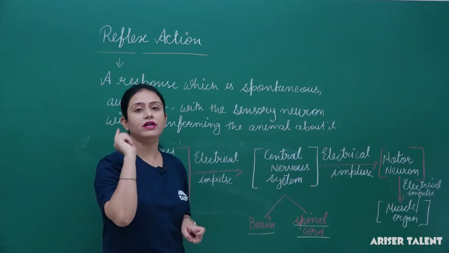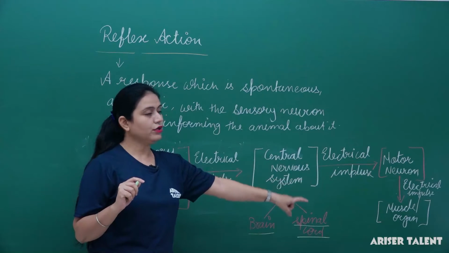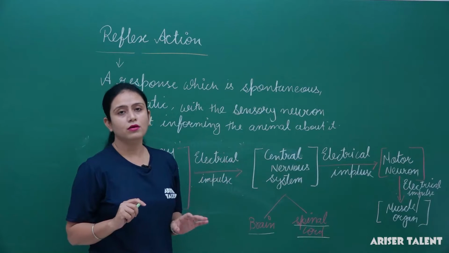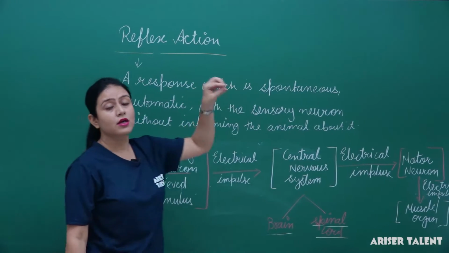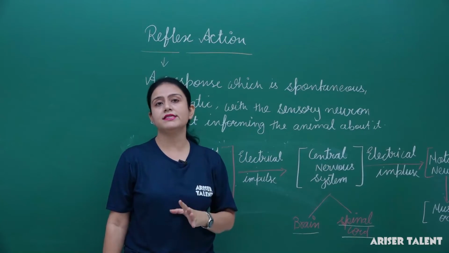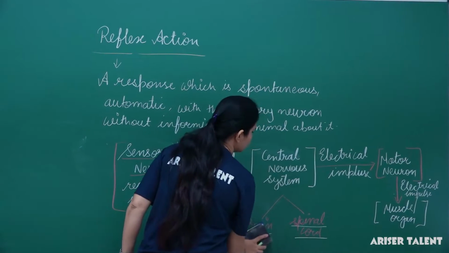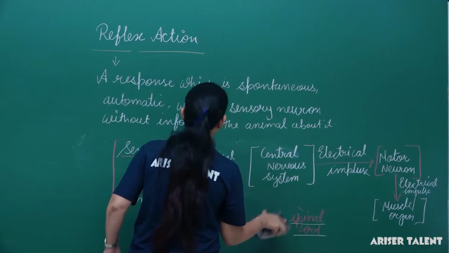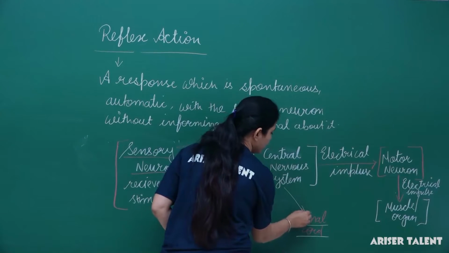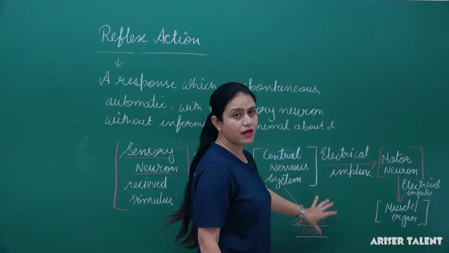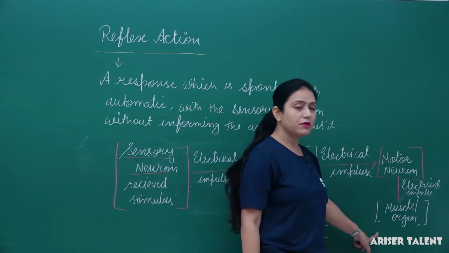Okay, then that brain will give some messages and provide them to the motor neuron, and only then will the motor neuron provide those messages to the particular part. So it will take a long time, but as I told you, reflex action is a very quick action. It takes milliseconds to perform, so it is generally done by the spinal cord. So I must say here that the stimulus from the sensory neuron, that electrical impulse, goes to the spinal cord only. And from the spinal cord, whatever message there is, again in the form of an electrical impulse, goes from the motor neuron to the muscle organ.